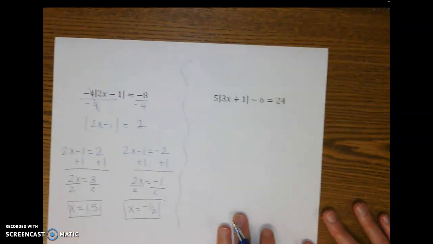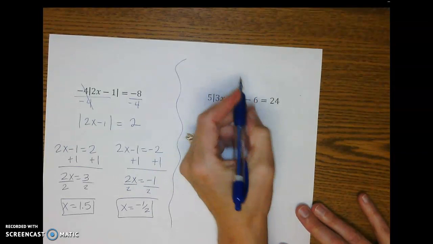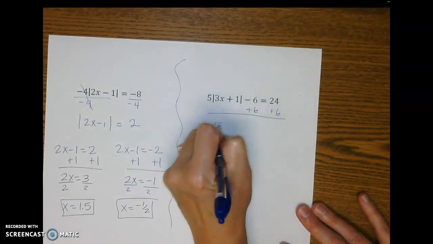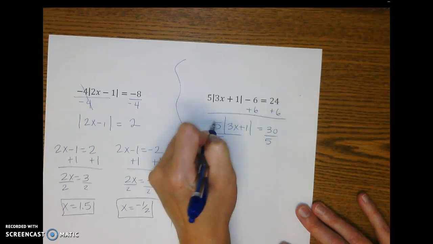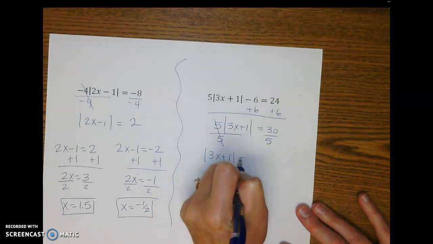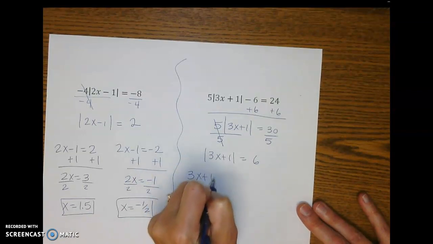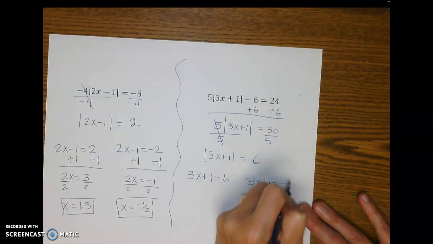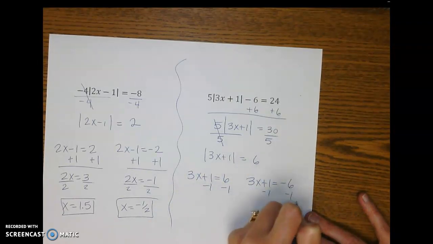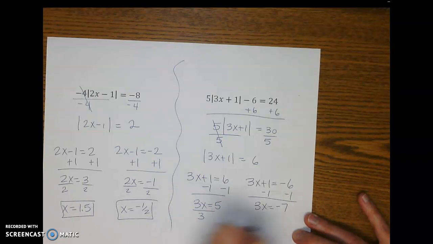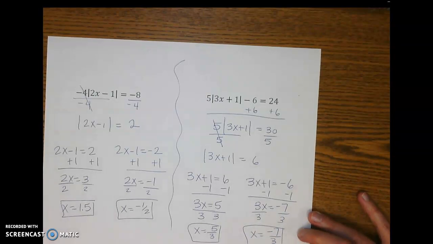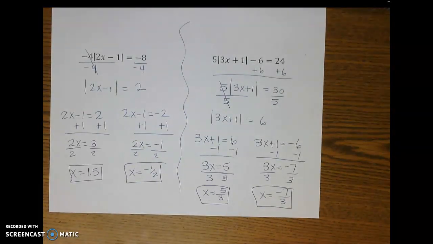All right, last problem. Again, we want to get the absolute value by itself. So first thing I'm going to do is add 6. So 5 times the absolute value of 3x plus 1 equals 30. Then I'm going to divide by 5. And now I'm going to set up my two problems. 3x plus 1 equals 6. 3x plus 1 equals negative 6. Divide everybody by 3. So x equals 5/3 and x equals negative 7/3. And there you go. That is solving absolute value equations. Thank you.